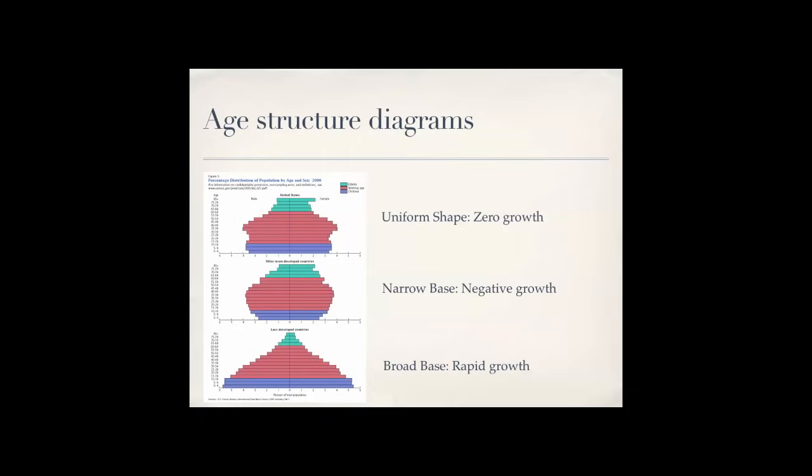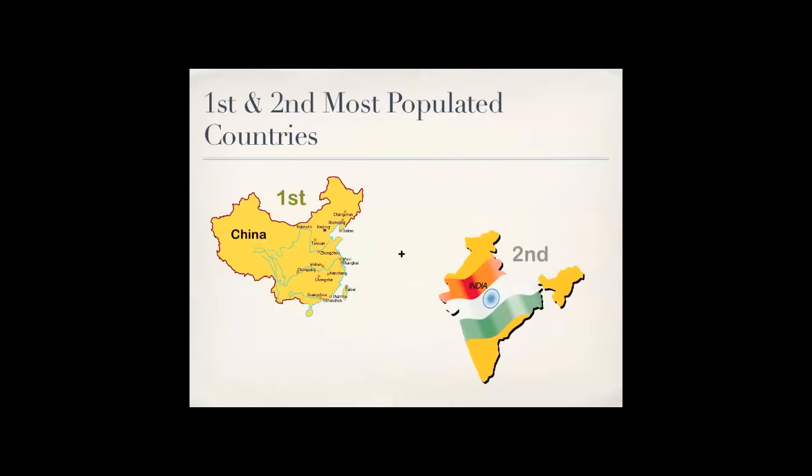So if you see a broad base where there's a lot of babies, you see that blue bar, then the red bar with adults, it's kind of less and less, and then it kind of looks like a pyramid. That's rapid growth, very rapid growth. Kind of places like Africa and Haiti. So the number one most populated country is China, and the second most populated country is India.